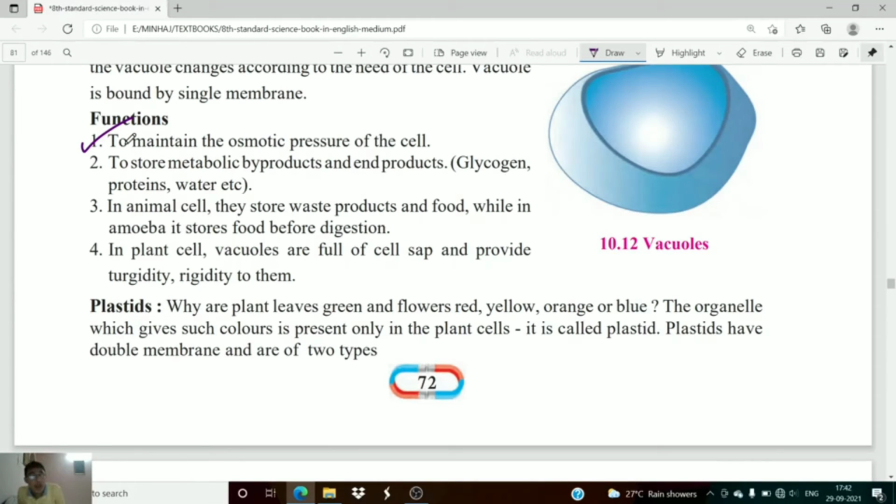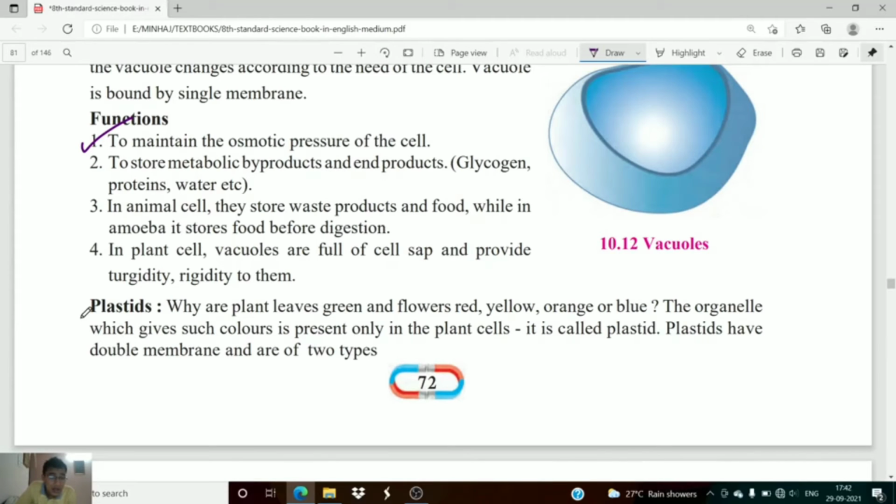The fourth function is that in plant cells, vacuoles are full of cell sap and provide turgidity and rigidity to them. So in a plant cell, you will see that the vacuoles are full of cell sap. Due to that, these two properties, turgidity and rigidity, are provided to the cell.